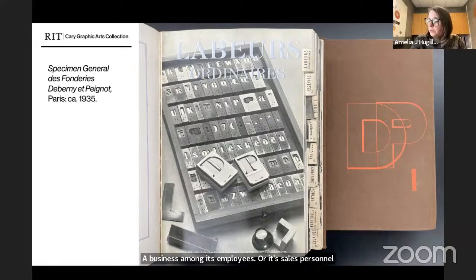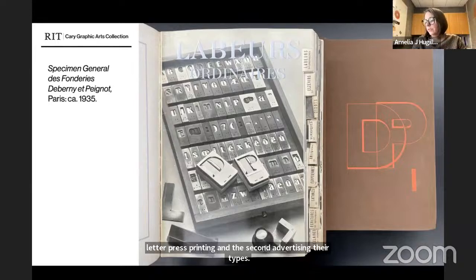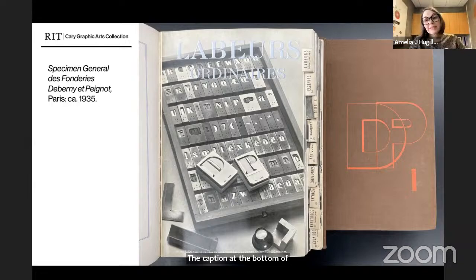Arts et Métiers Graphiques was published by the largest type foundry at the time in France, called Deberny and Peignot. This is their huge two-volume specimen, with the first volume showing printing equipment for letterpress printing and the second advertising their types. The caption at the bottom of this section divider says that they had 7,500 drawers of matrices in their factory for a total of about 700,000 sorts that they could cast.